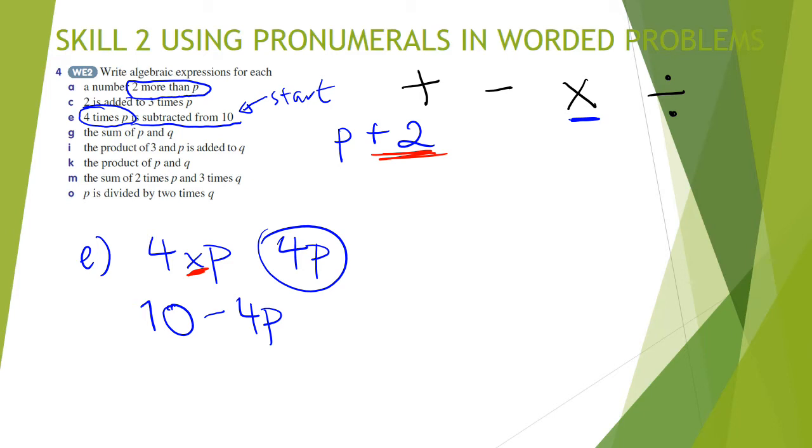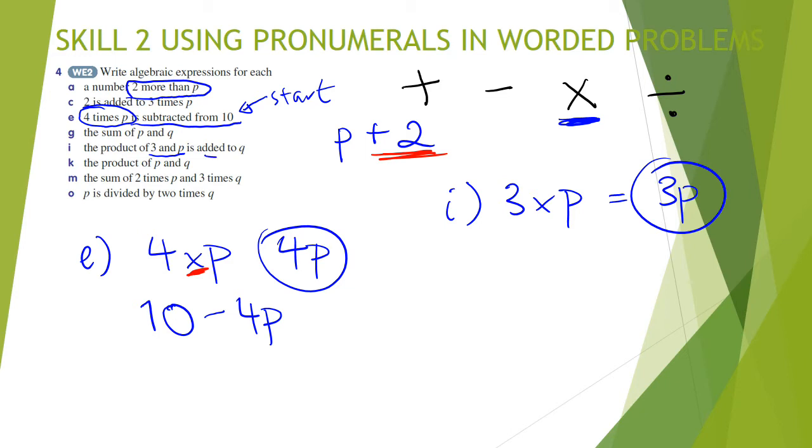If we look at I, the product of 3 and P, so the product means multiplication. So again, we're going to multiplication. So let's go 3 times P, and we write that as 3P, remembering we don't write the multiplication symbol, is added to Q. So we start with Q and we add 3P. And that's our expression for I.